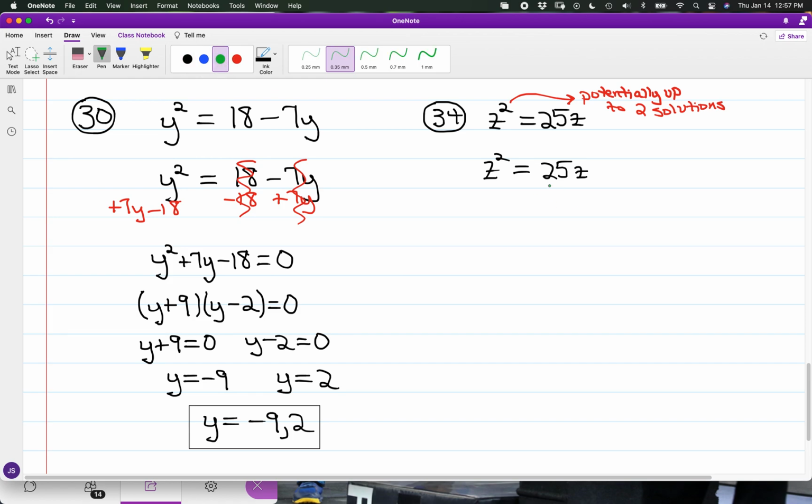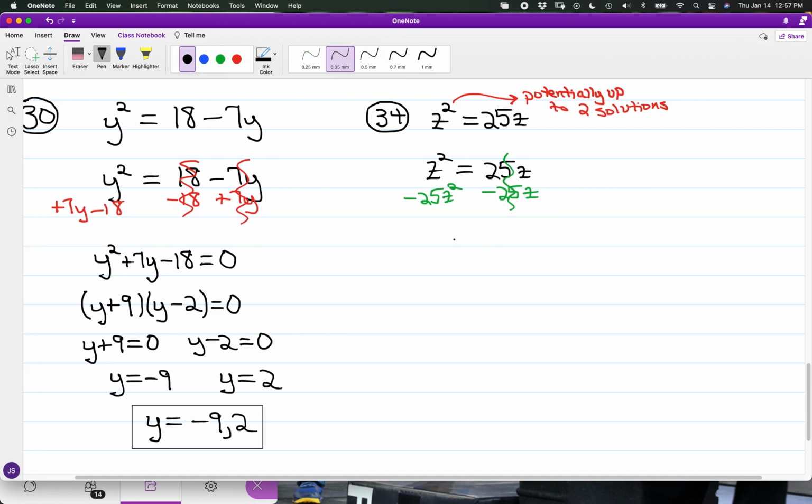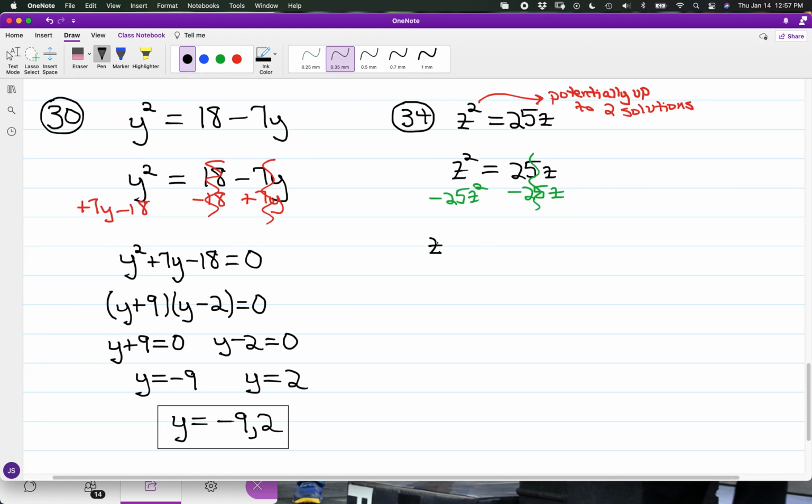So I can make this into a quadratic equation in standard form. I got z squared to the left, and I can move the 25z over by subtracting. So in standard form, I'm going to have z squared minus 25z is equal to 0.